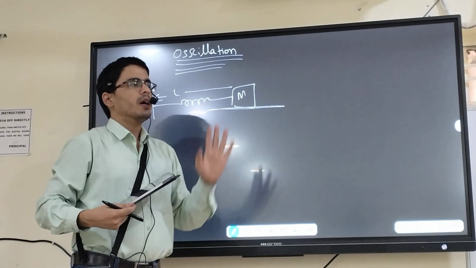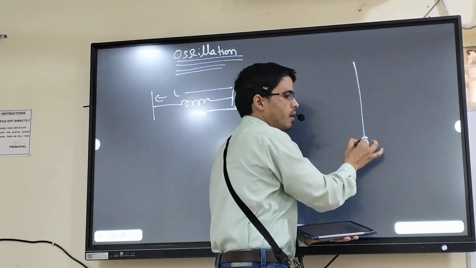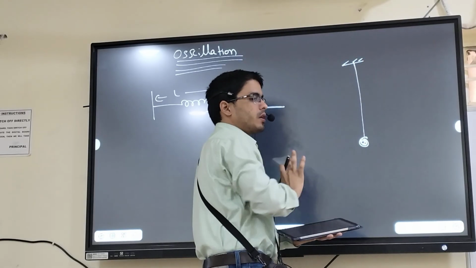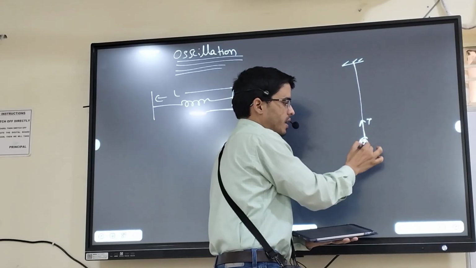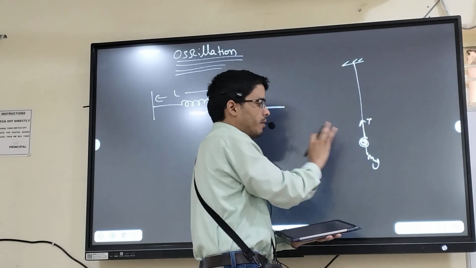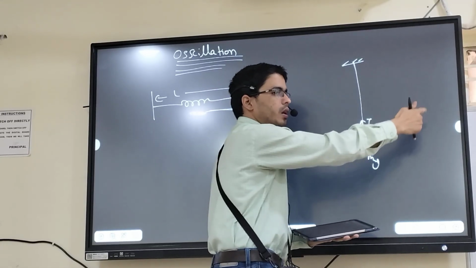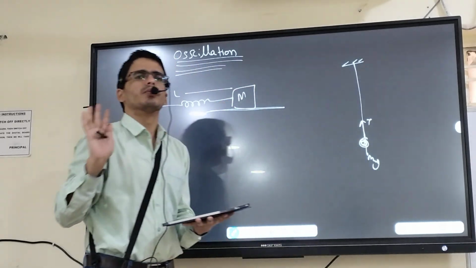Suppose I have one string and one small object, hinged and fixed here. I want to apply force here. Initially, how many forces are there? Sir, tension and mg. But I have applied a force, and due to that force it will oscillate now, in to and fro motion. That is also called oscillation. Oscillation is to and fro motion.